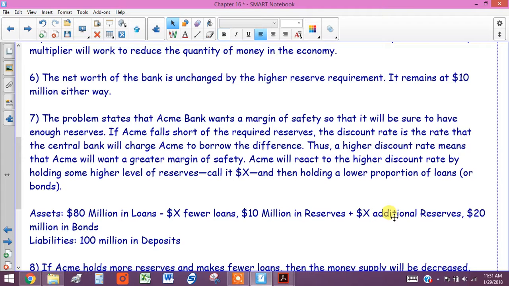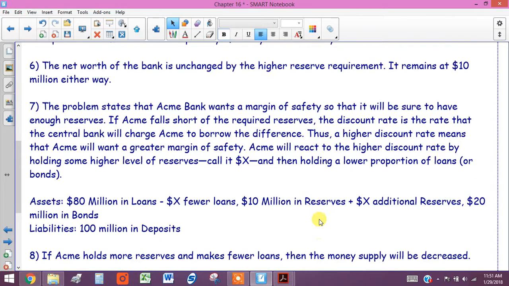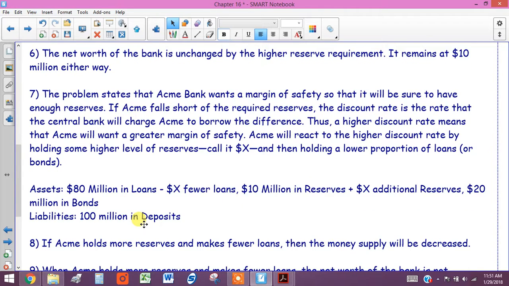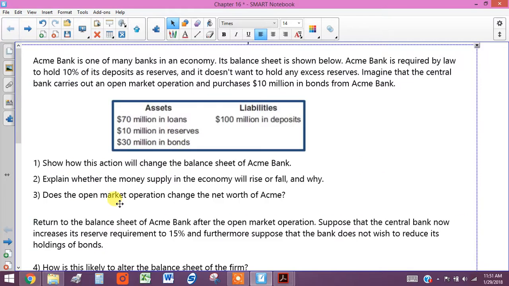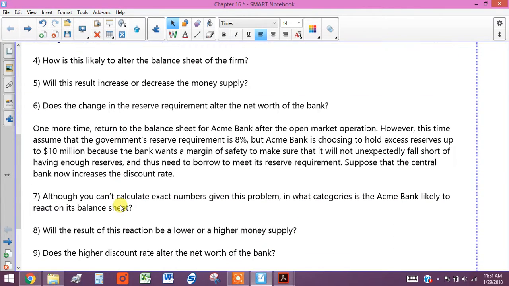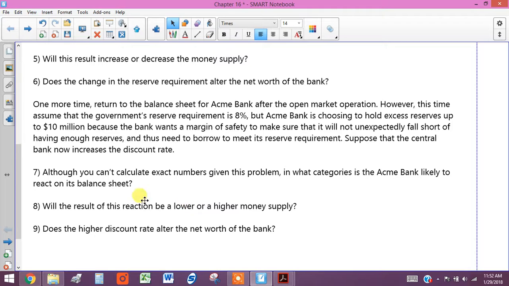Okay? And we're assuming that their bonds are not going to change, but that could, but for the sake of this problem, let's just assume that they're going to maintain their 20 million in bonds, and their deposits don't change at all. So if they hold more in reserves and make fewer loans, then the money supply will obviously go down, right? So that actually answers number 8, which is pretty obvious. And then, does the higher discount rate alter the net worth of the bank?